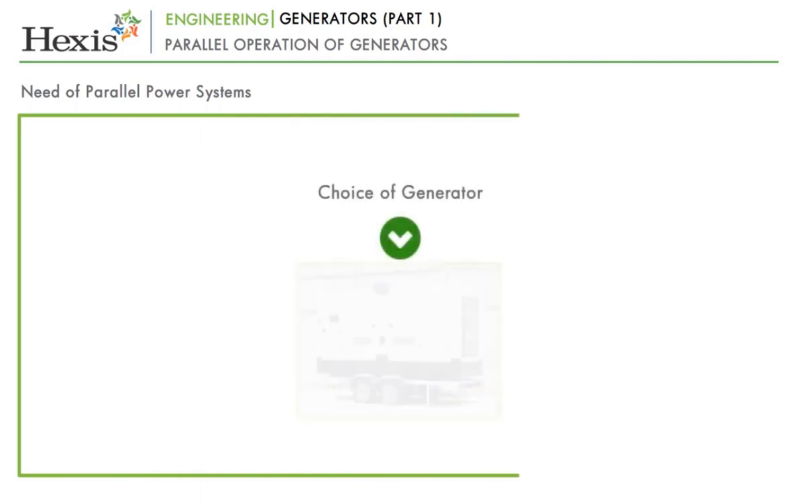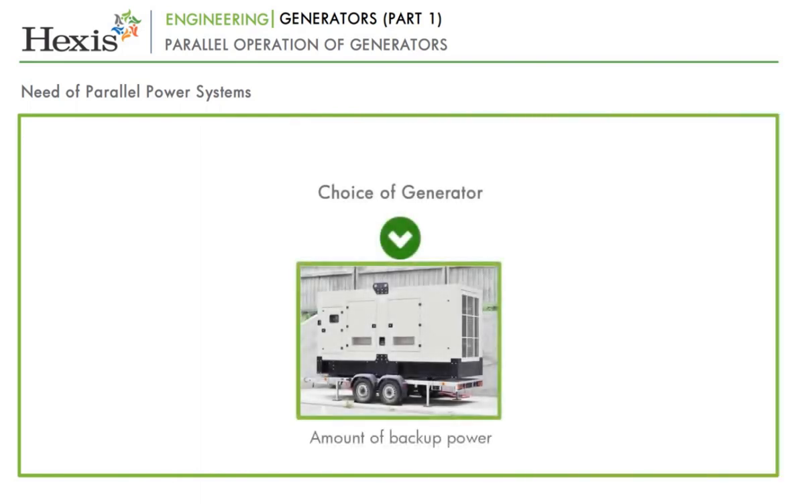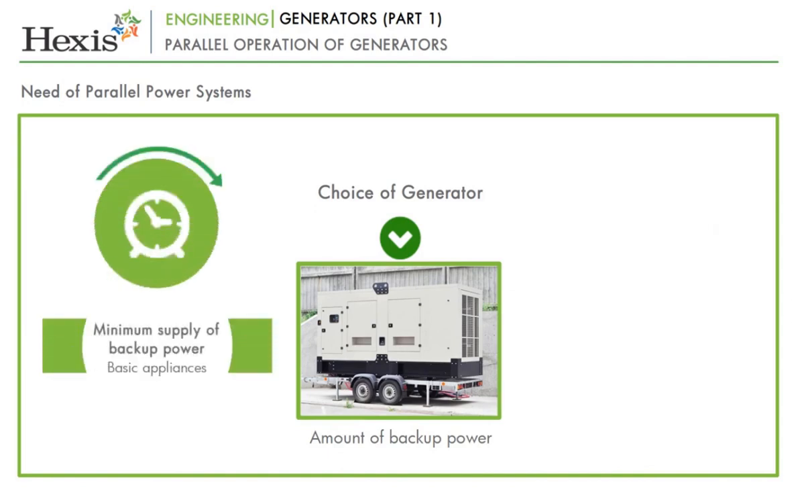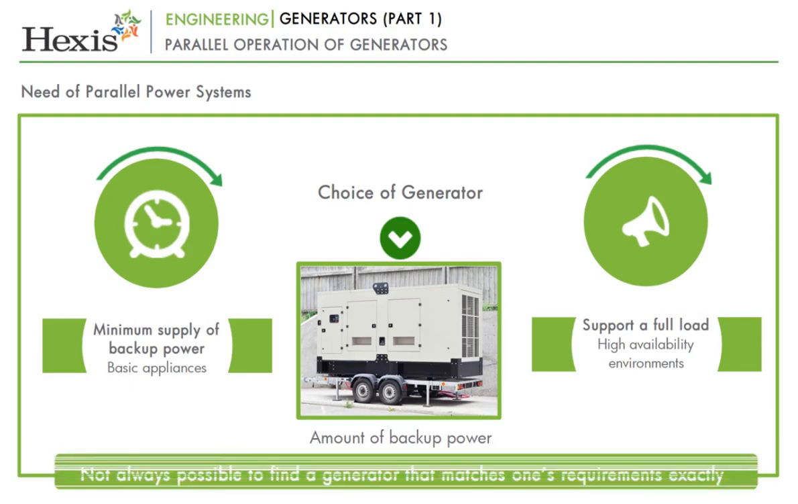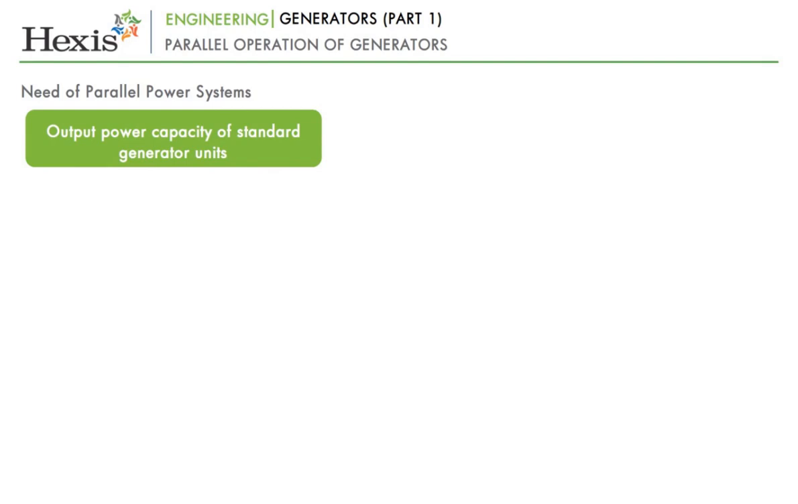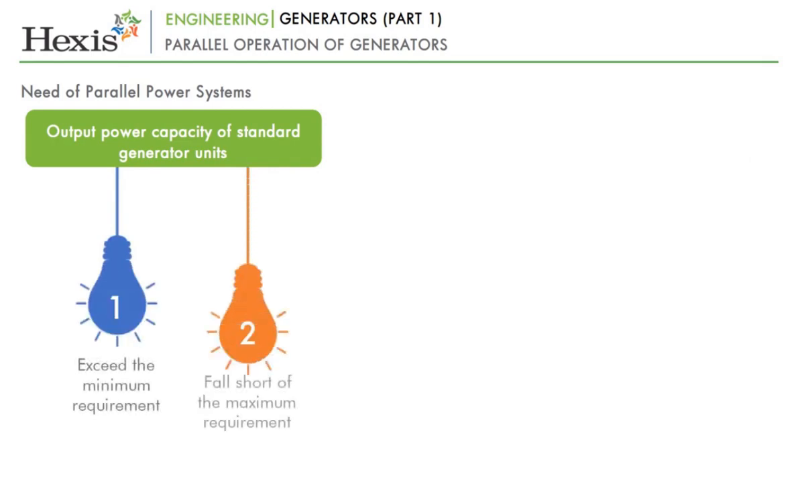The choice of a generator largely depends on the amount of power backup that is required for the specific application. For basic appliances or mission-critical equipment, just a minimum supply of backup power might be required, whereas for high availability environments, full load might be needed. In either case, it is not always possible to find a generator that exactly matches one's requirements. Sometimes, the output power capacity of standard generator units available in the market may greatly exceed the minimum requirement or fall short of the maximum requirement.